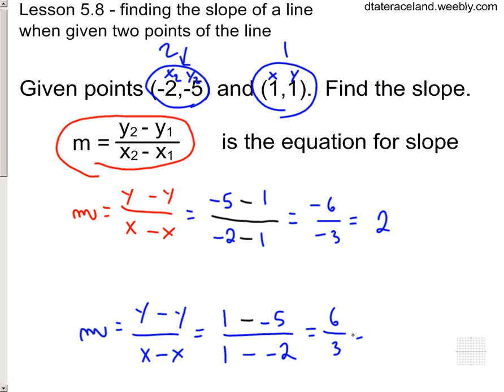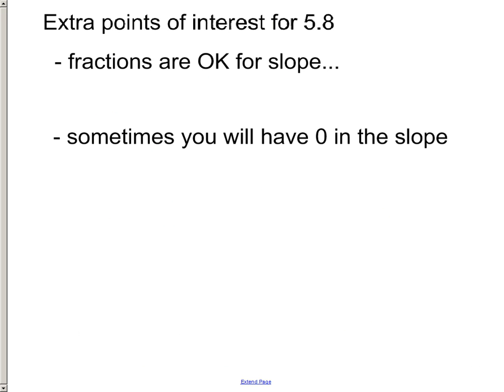I just thought it'd be worthwhile to show you that, but that's the reason I don't worry about these subscripts too much. I just think of it as y minus y over x minus x. A couple of things to remember about finding this. First off, fractions are okay. In my two examples, we got it down to a nice integer, like 2.